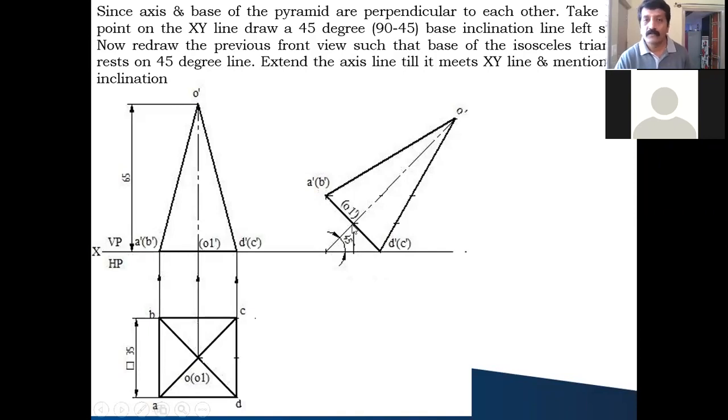How to redraw it? From this point, you draw a perpendicular line to this base. You take 65 millimeter, cut this perpendicular line and call that the O dash point. Once you get this O dash point, join it like this. In a manual method you have to redraw this.